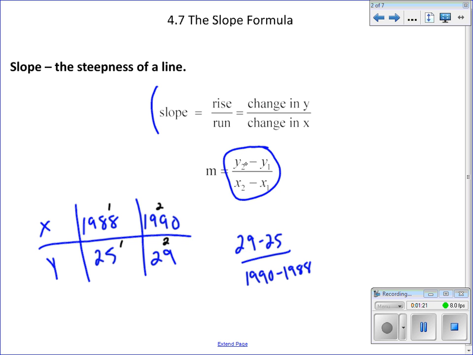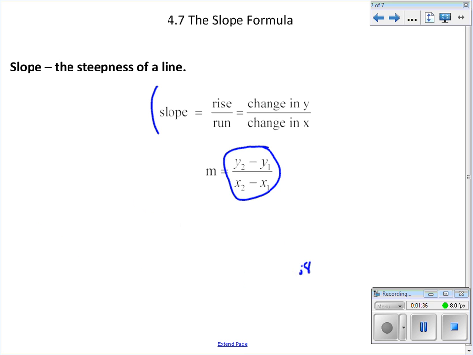What we're going to be doing is taking the second y minus the first y. We're going to find the differences between those, which is what we did here. And then we're going to have the second x minus the first x. So we're going to use that formula to be able to find slope when given points.